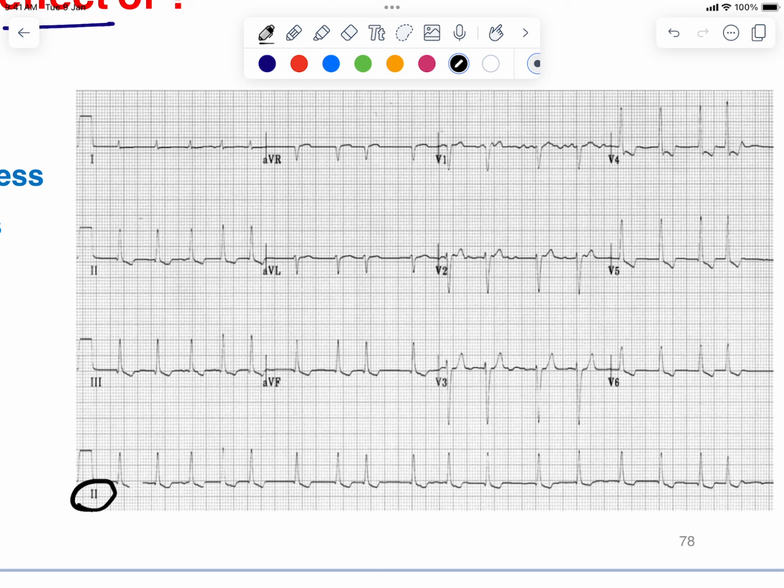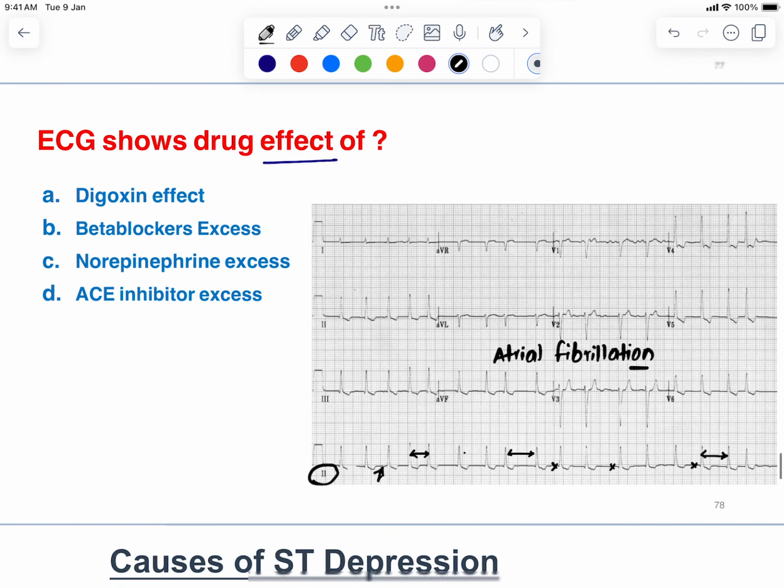Okay, so first of all, if you take the rhythm, you are having the variable RR interval with absent P wave, right? So instead of the P wave, what you are having is the fibrillatory waves. So this ECG is suggestive of atrial fibrillation. Now, in patients with atrial fibrillation, the drug we give for the rate control is digoxin.